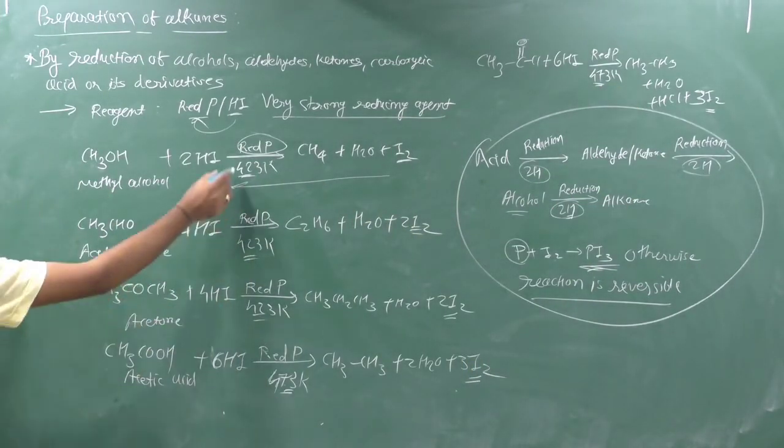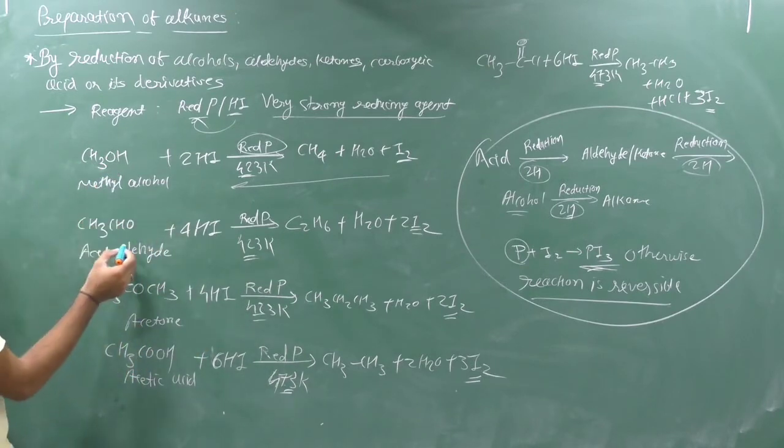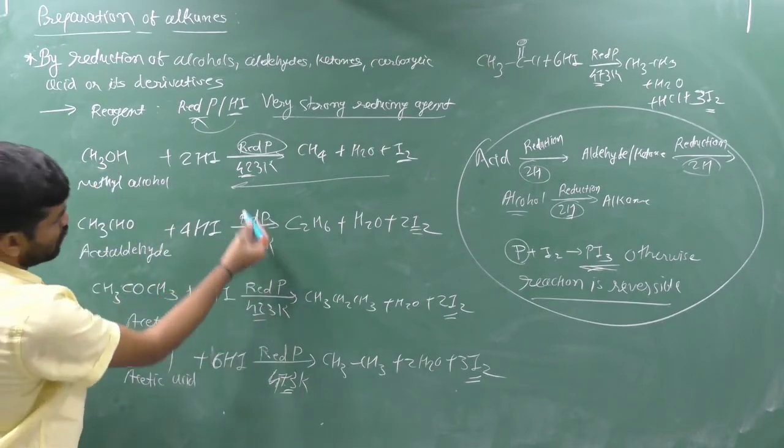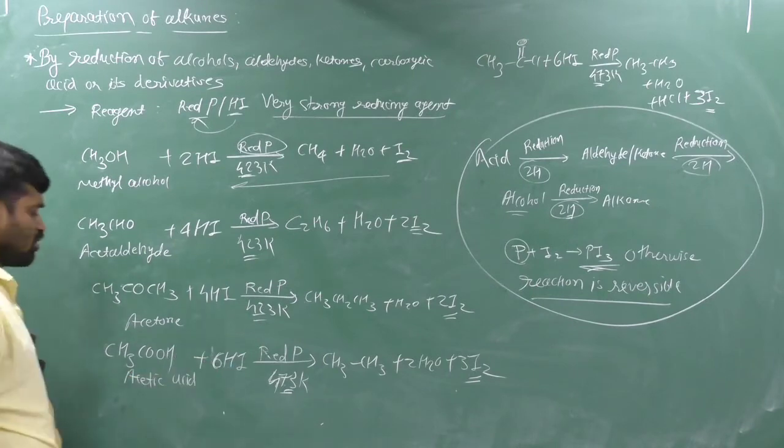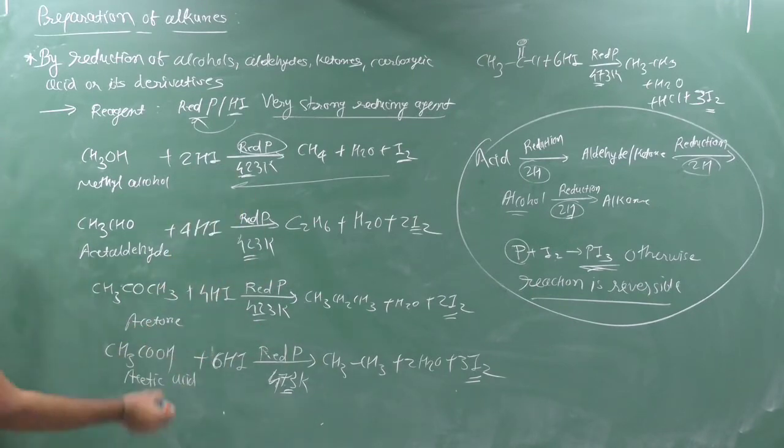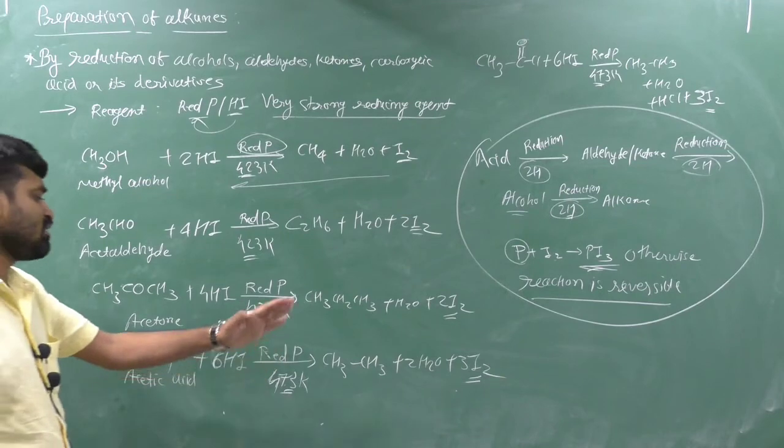Clear? For the reduction of alcohol, aldehyde, ketone we can use 423, and for the reduction of carboxylic acid and its derivatives we can use 473 Kelvin temperature.